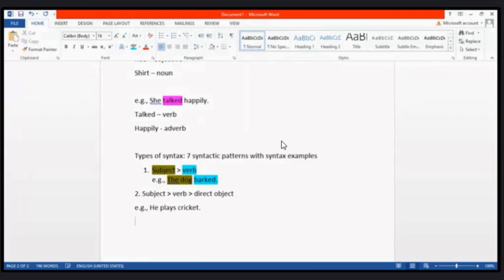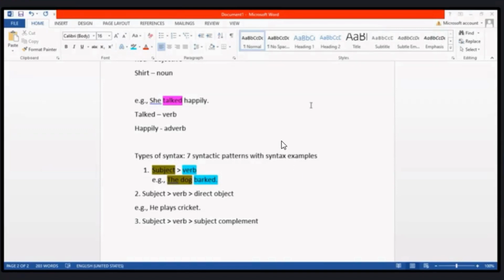All right, now moving on to our third syntactic pattern. What is the pattern for our third type? It is subject, verb and subject complement. So subject, then we've got verb, then there is the subject complement. Okay, subject complement. Now before I give an example, I have to explain: what is a subject complement? Basically, they describe how the subject is.